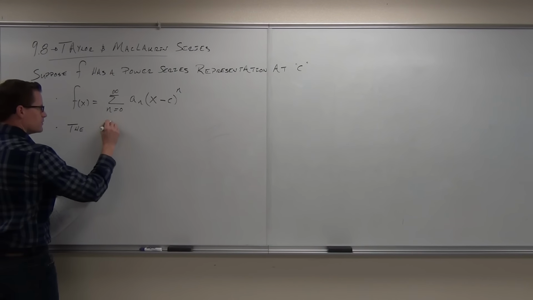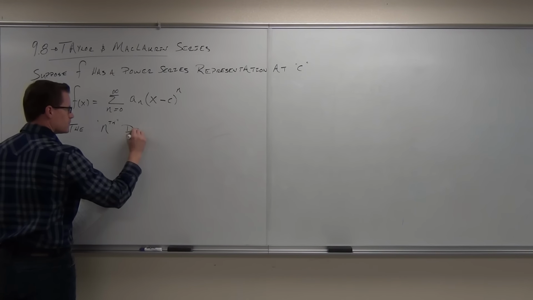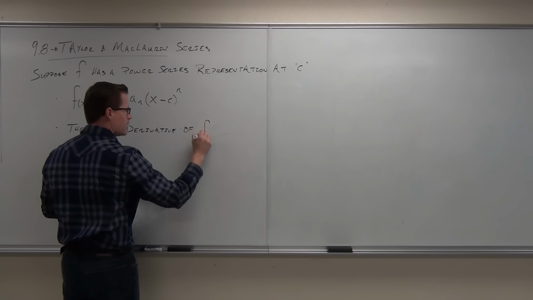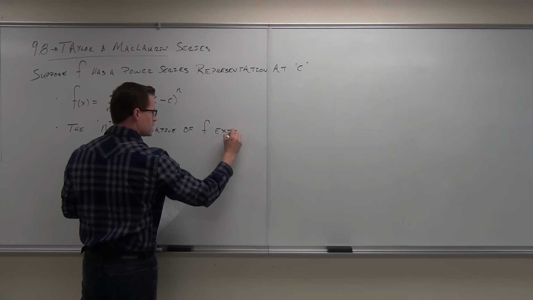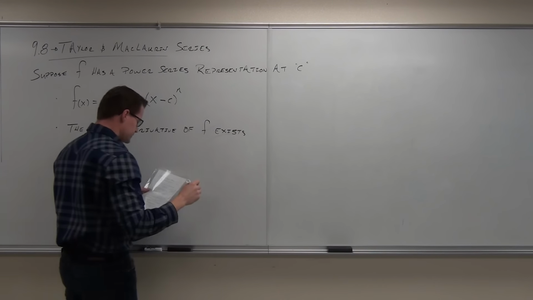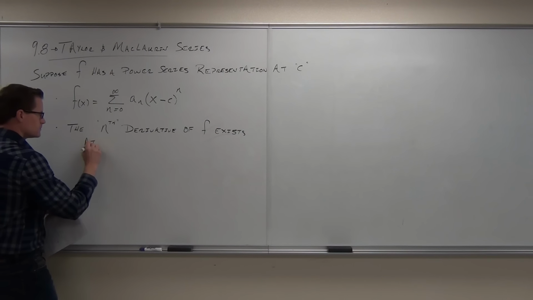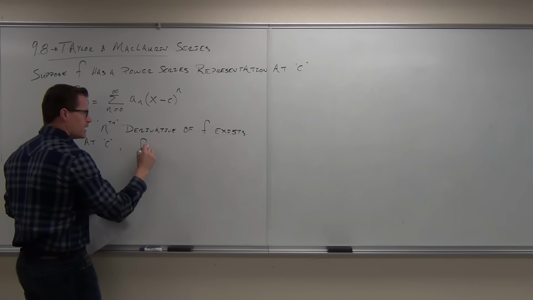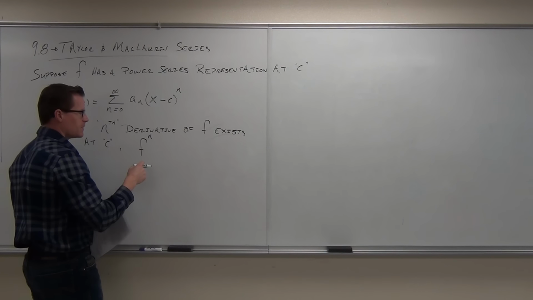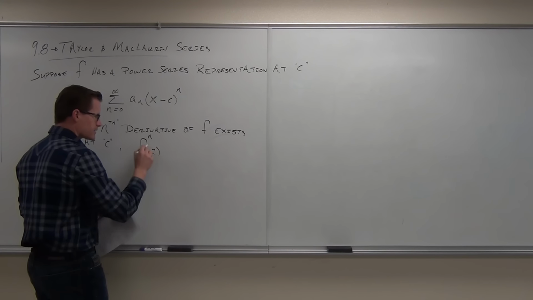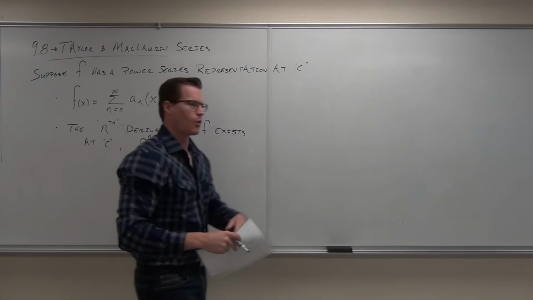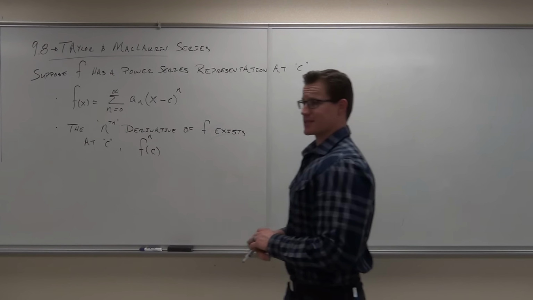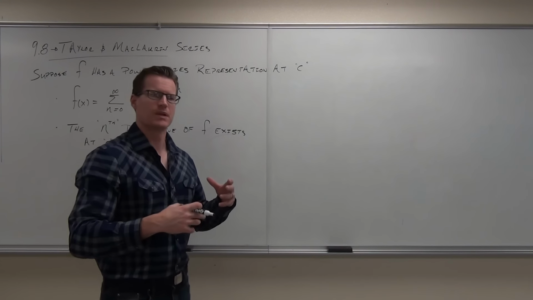So, then we say, all right, well, then the nth derivative of f exists at c. And the way we would write that is the nth derivative of f at c. That's what that says. I'll go through it one more time just so that makes sense to you, and then I'm going to show you what we can do with this thing. This is going to be interesting. This is where we're going to get our Taylor series from.